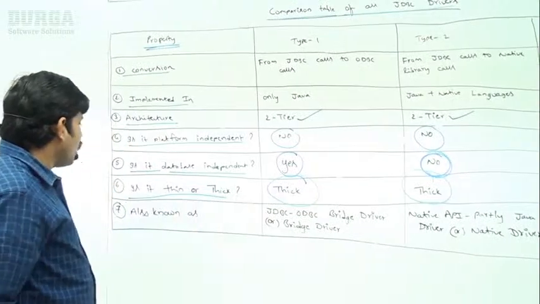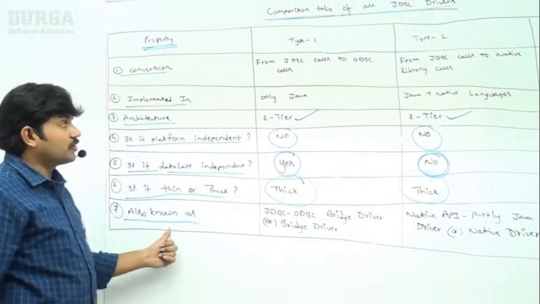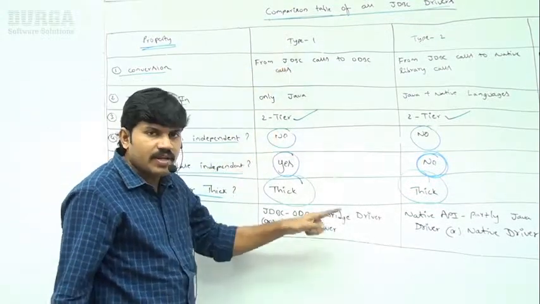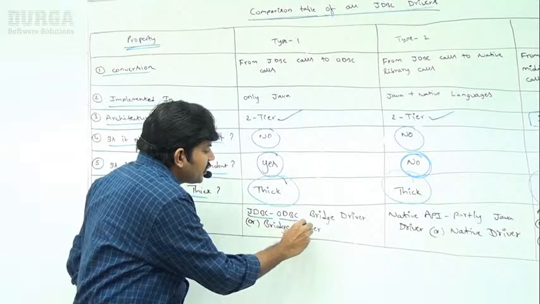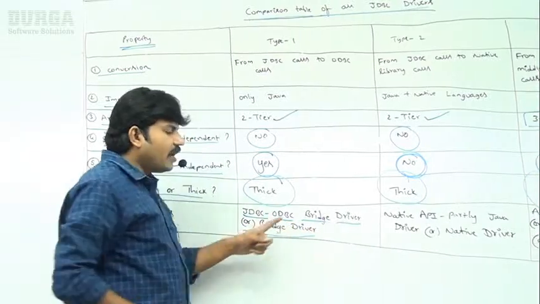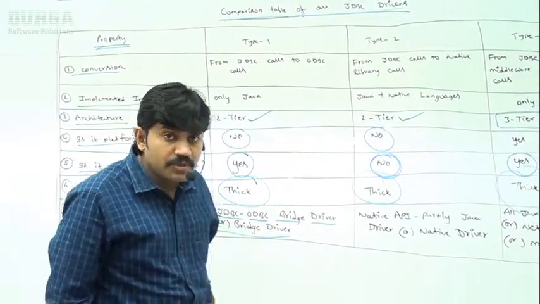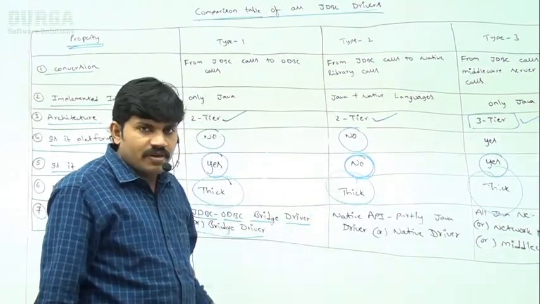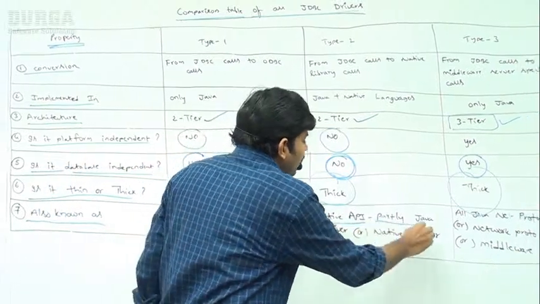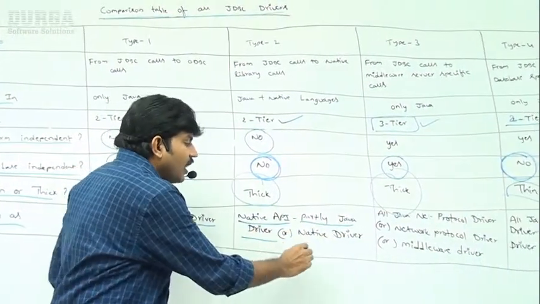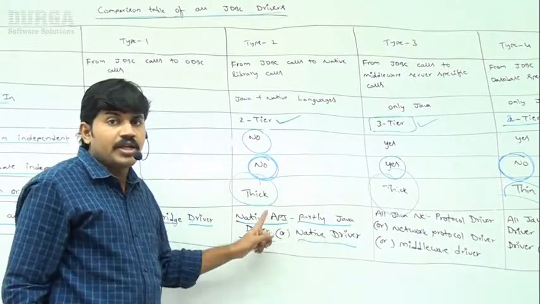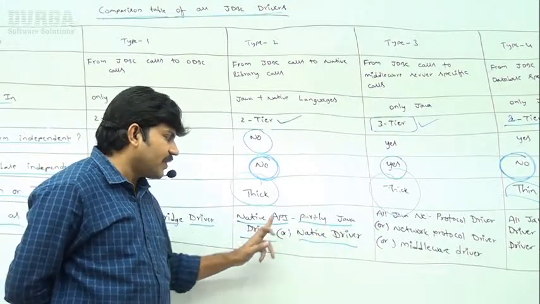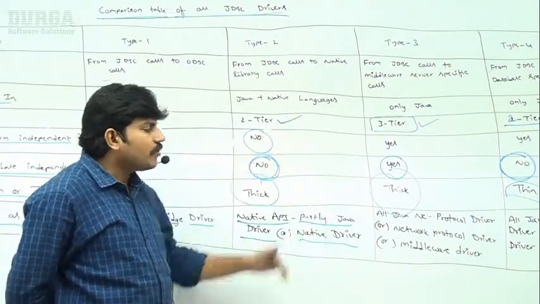Okay, sir, what are the various other names for type 1 driver, type 2 driver? Type 1 driver is also known as JDBC-ODBC bridge driver, or simply bridge driver. Next, type 2 driver is also known as native API, partly Java driver, or simply native driver. It is not completely developed in Java, it is a partly Java driver or native driver. But what about type 3, sir?